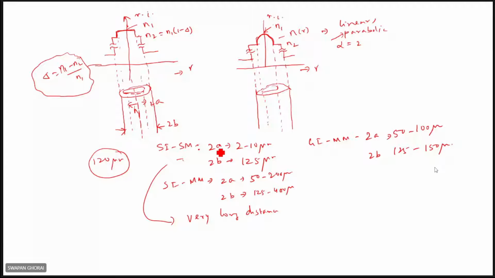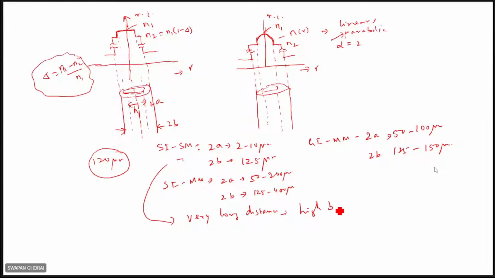Very thin, less power will be propagated in this case, but whatever power is launched will propagate without any distortions or attenuations, right? So very long distance undersea cable systems, I told you, from one continent to another continent, even longer distance, as well as undersea cable systems, that is the SI-SN fibers. And that is because of their very high bandwidth.